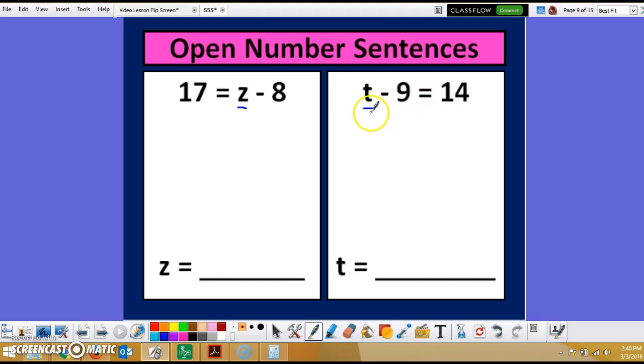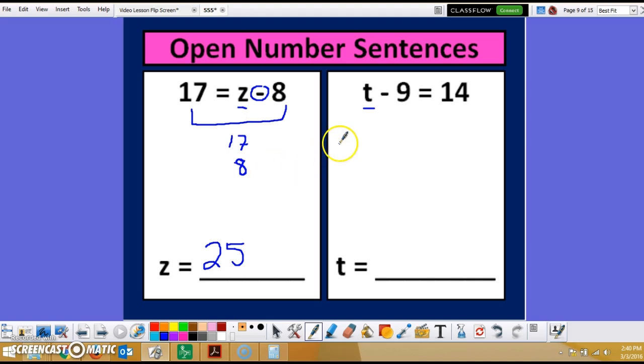If it is the first part of this open sentence, then once again you take what you know and you do the opposite operation. So I'm going to take 17 and I'm going to add 8. 18, 19, 20, 21, 22, 23, 24, 25, which means z equals 25. And you could test it out. In fact, I always suggest testing it out. 25 minus 8 would get me 17.